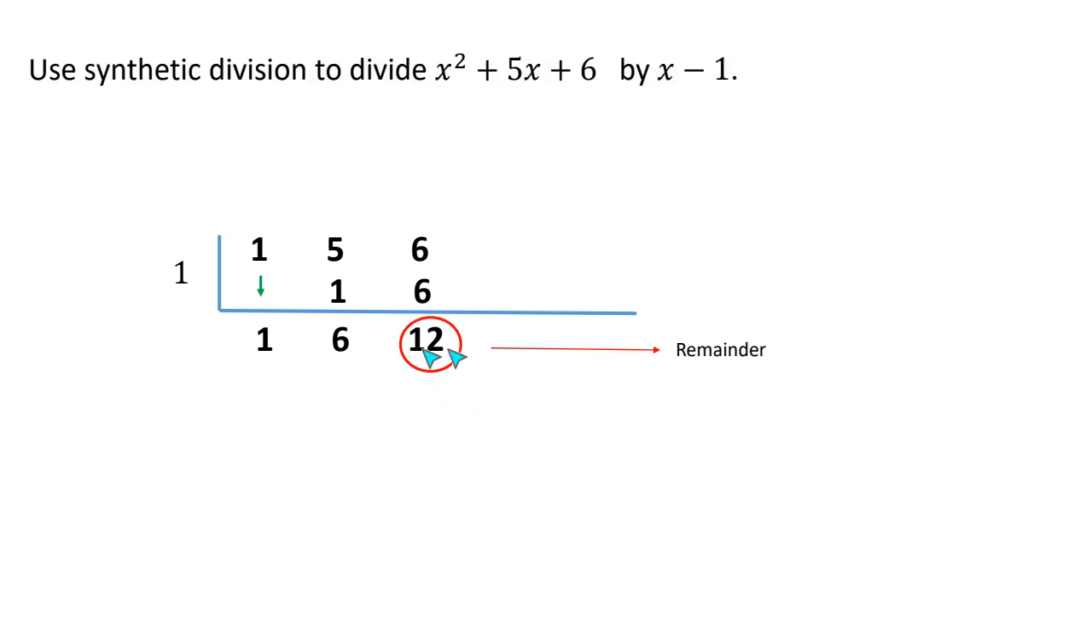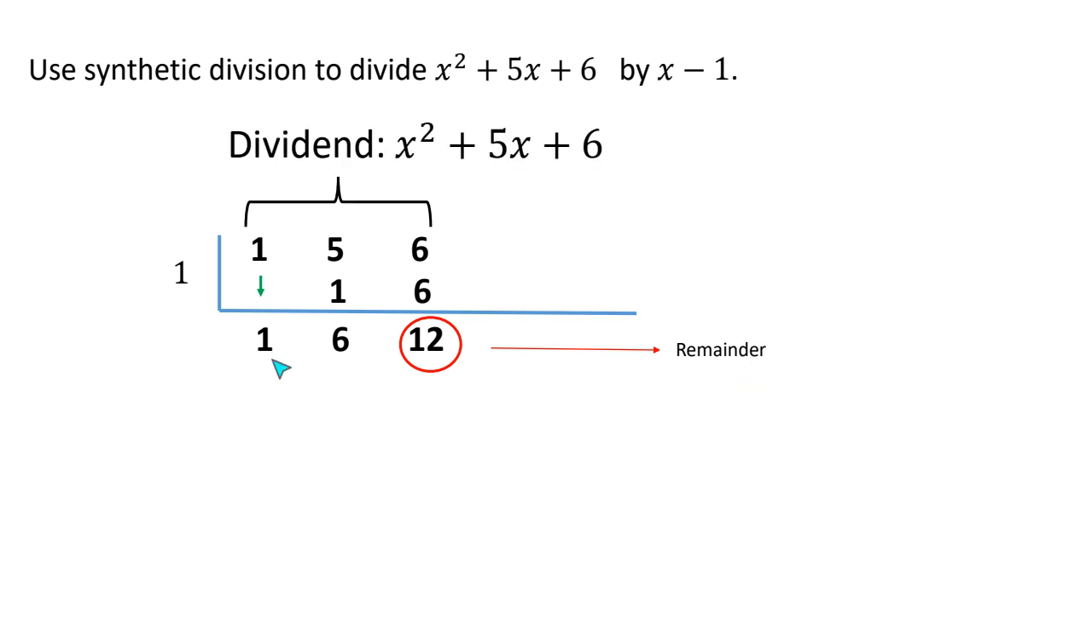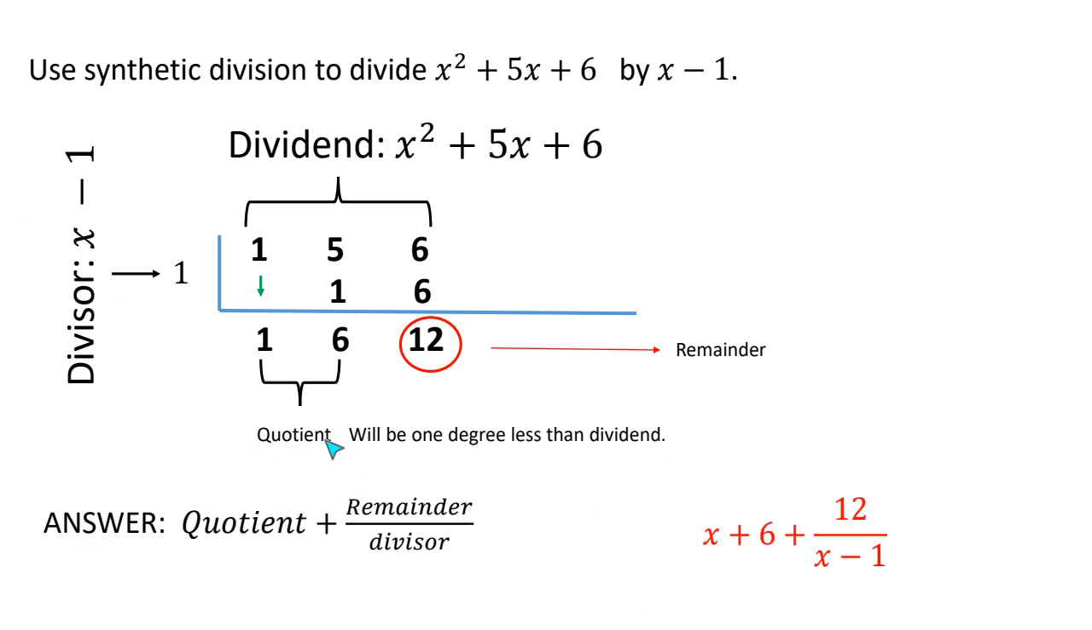So this means that 12 is our remainder. And then we're going to use 1 and 6 to help us find our quotient. Okay, so that was our divisor. Now our quotient is always going to be 1 degree less than the dividend. So in our dividend, we had a power of 2, an x squared.